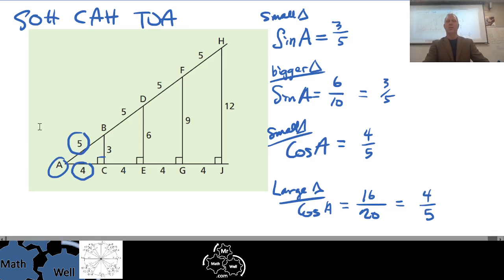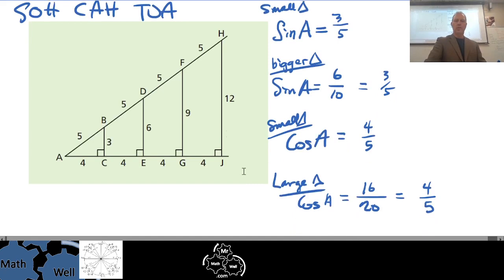So this is just another way of looking at it: it doesn't matter the size of the triangle, the ratios are just ratios of sides. And if they're similar triangles, that means this angle is the same, this angle is the same, then they will have the same ratios. Okay? So, any questions about that?